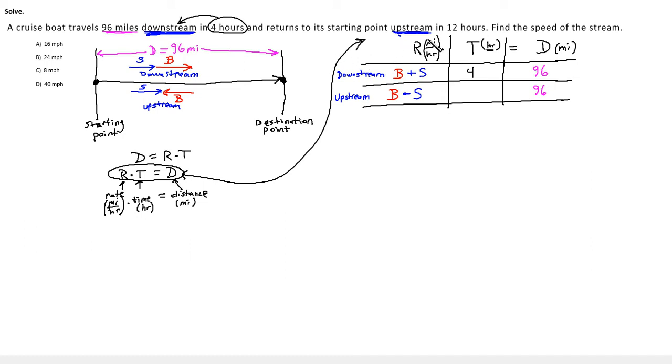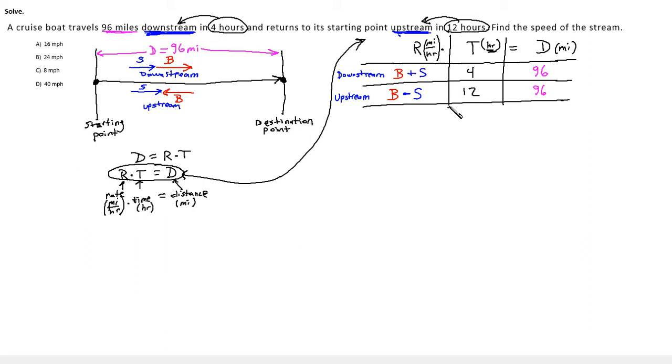But when it turns around, look at how much longer it takes for the boat to go the same 96 miles. In the upstream circumstance, it takes the boat 12 hours to travel the same 96 mile distance. Here are the two realities. Look how much longer it takes. It takes 8 hours longer to get back through the same distance of 96 miles.